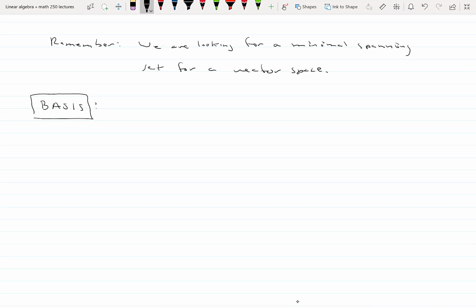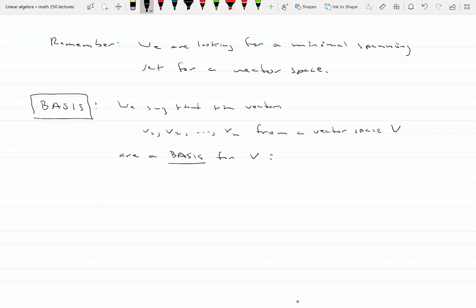So let's be much more formal about this. We say that the vectors v1, v2, all the way up to vn from a vector space V form a basis for V if both of the following two conditions are satisfied.